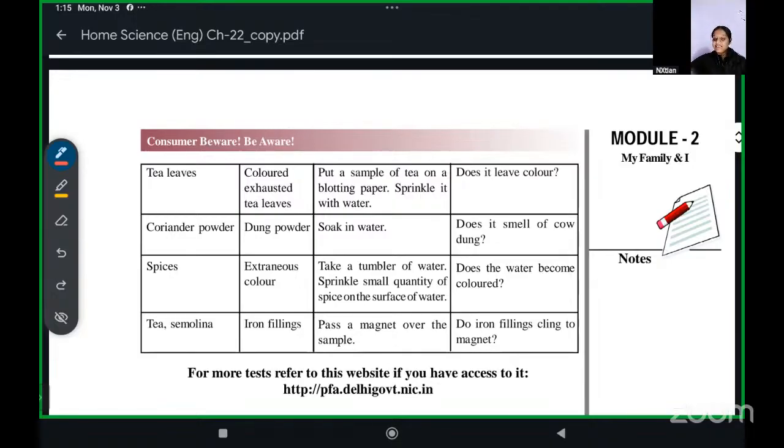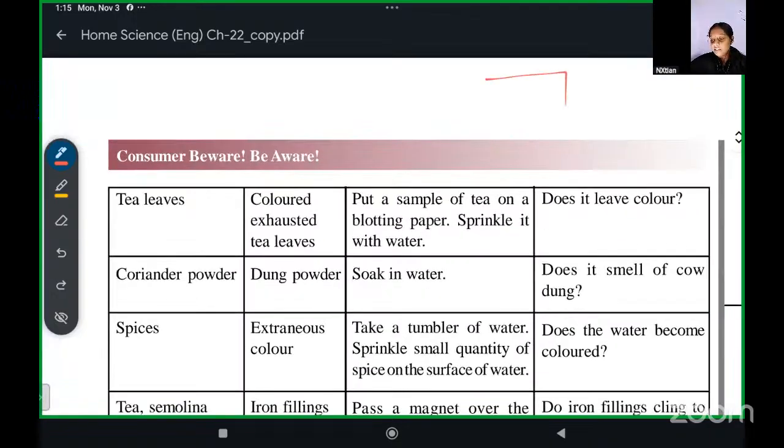There is a tissue-like paper. Okay. Suppose I put a flower on it. You put water. It will absorb the color of the flower. The red color flower is there, so it will absorb that red color. That is a blotting paper. Then on this, if you sprinkle water and put your tea leaves, if it leaves color, then it is color exhausted or adulterated tea leaves.